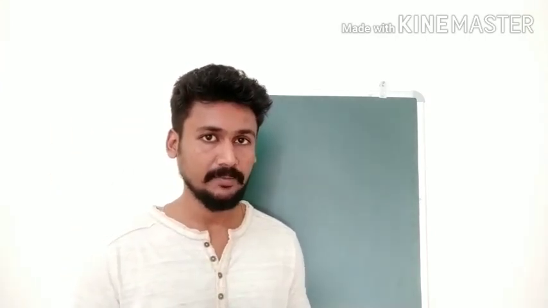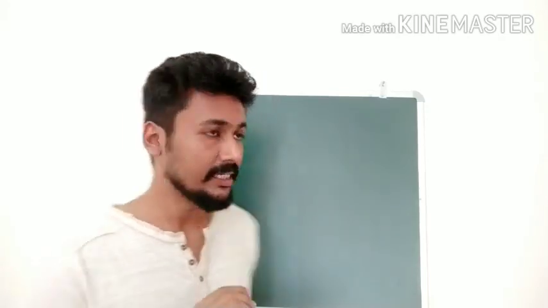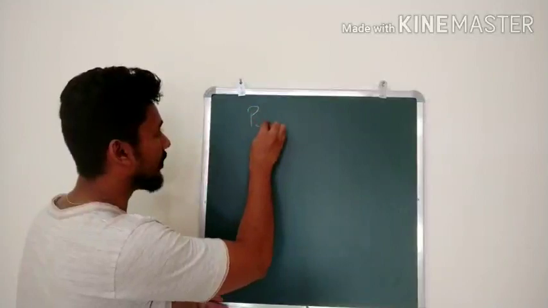Myopia stands for nearsightedness, people who can see nearby objects but cannot see far away, and hypermetropia stands for farsightedness, people can see far away objects but cannot see nearby objects. These were the two defects we saw previously. Now there is a third defect called presbyopia.